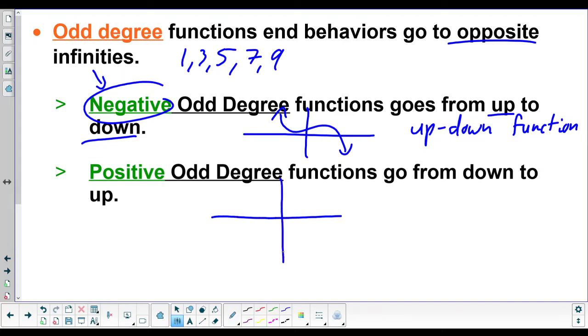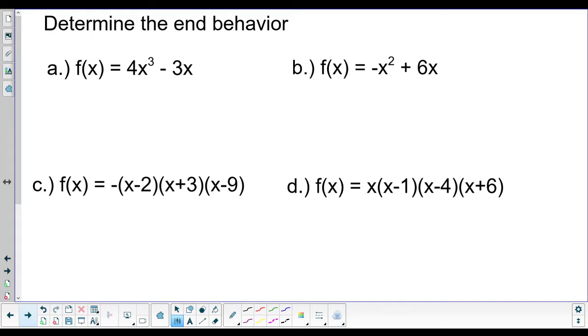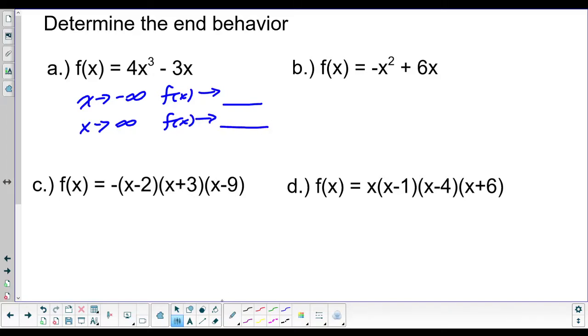So it would go like that. It goes from a down arrow to an up arrow. Okay, cool. So let's determine the end behavior of a few of these. The way we're going to write it is as x goes to negative infinity, f of x goes to something. And then as x goes to infinity, f of x goes to something else.